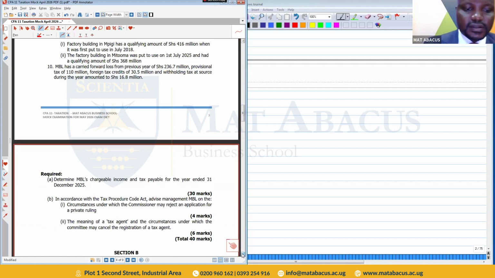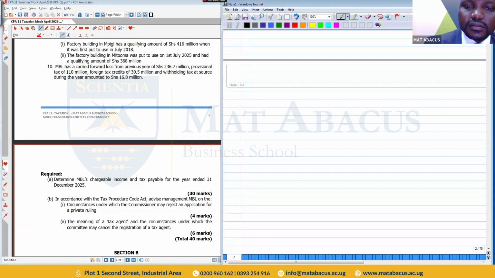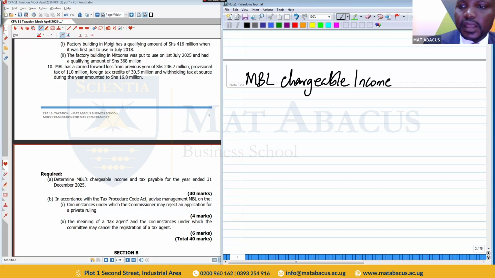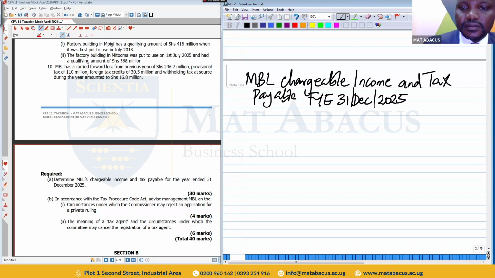So the heading is MBL chargeable income, and tax payable for the year ended 31st December 2025.